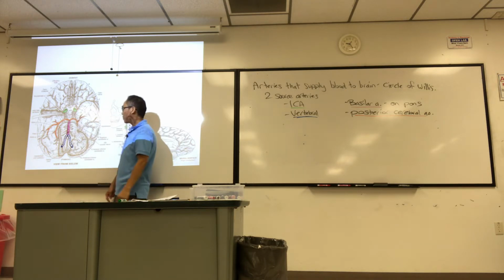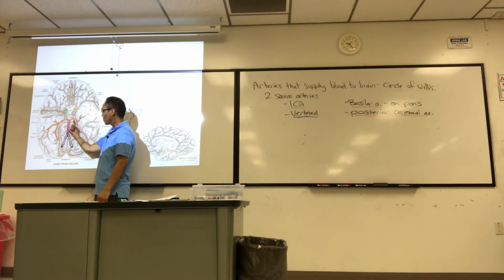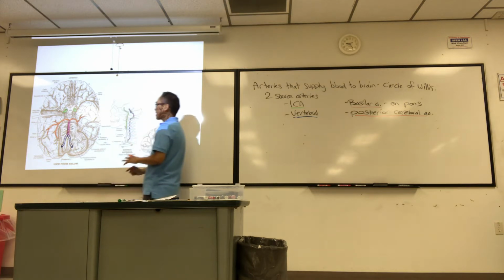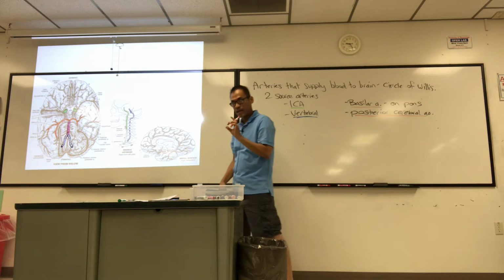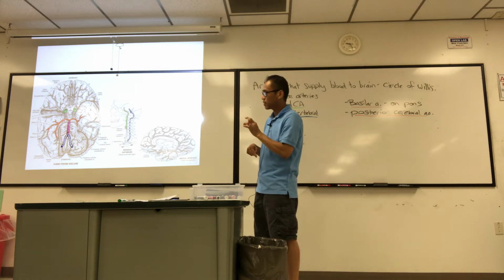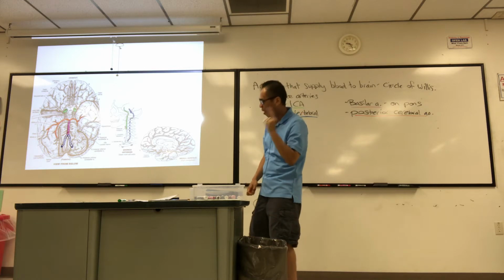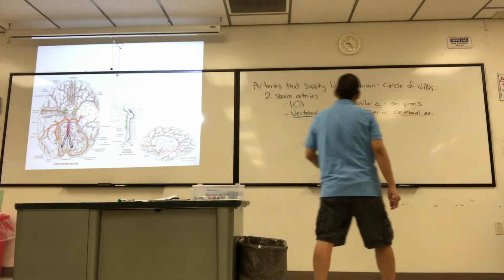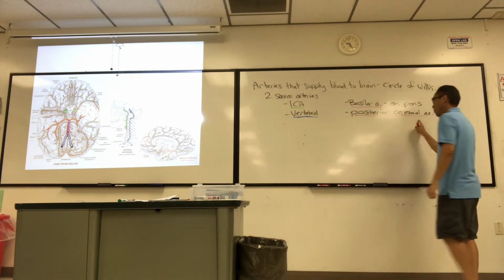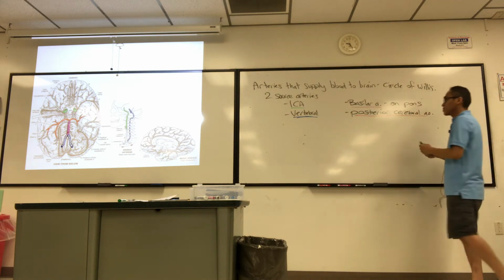Okay, when I tag posterior cerebral, I'll do it really close to basilar. That's kind of like the lower half of the circle of Willis. To communicate with the upper half of the circle of Willis, there are two posterior communicating arteries. Not to be confused with posterior cerebral arteries.